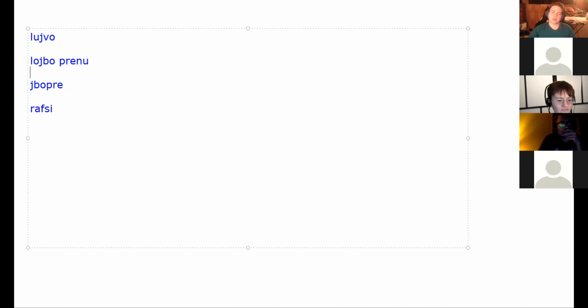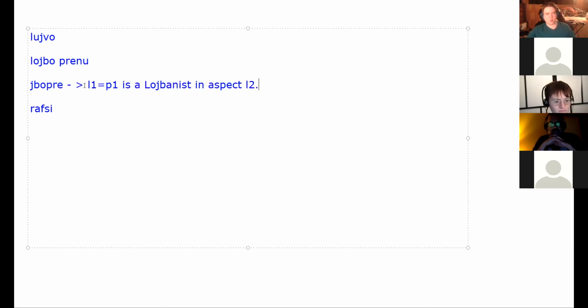You can make place structures specifically from the individual words. Let me see. Okay, so this is the specific place structure for jbopre here. So L1 equals P1, it's L1 Lojban equals P1 prenu, right?